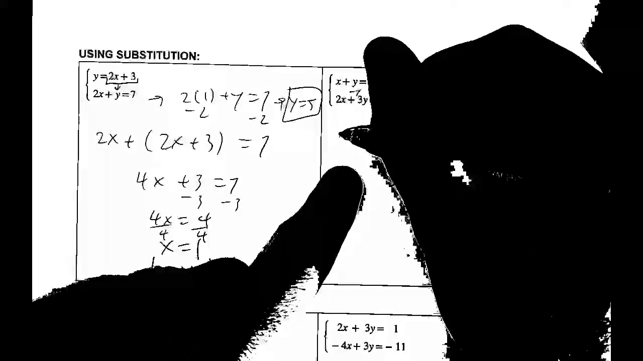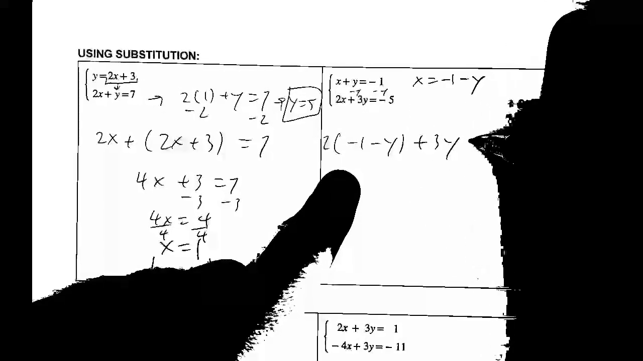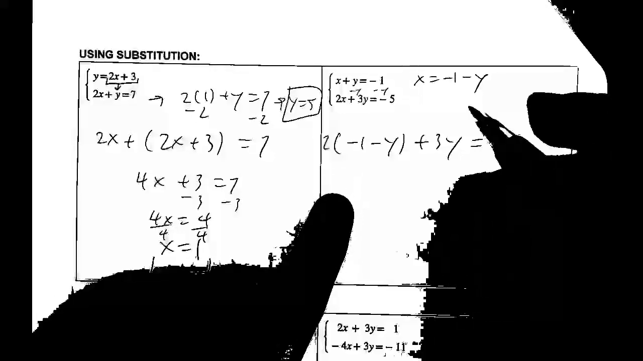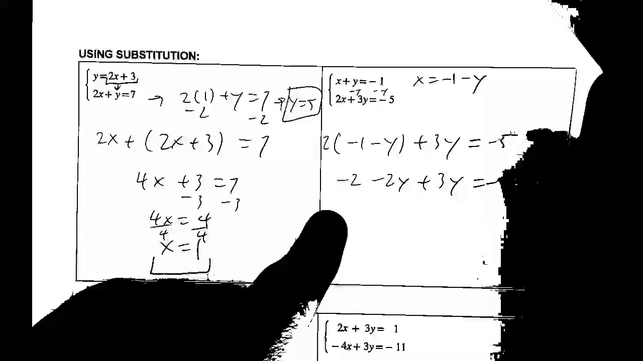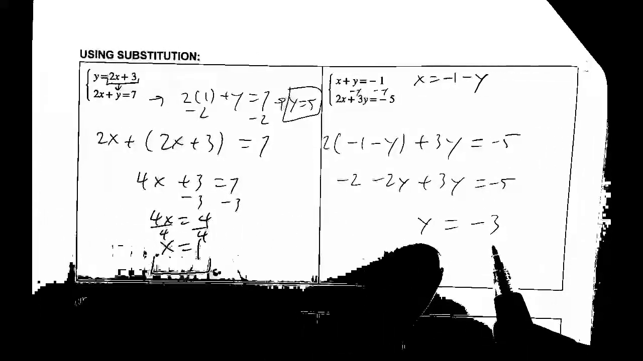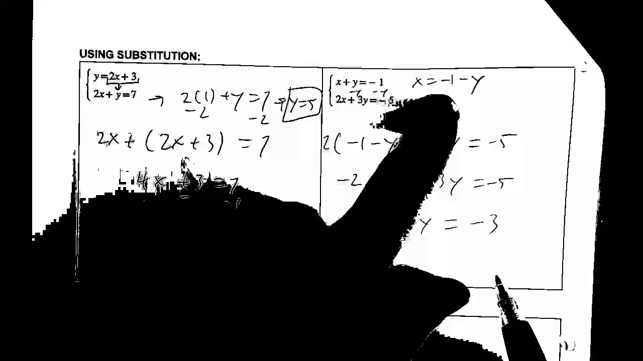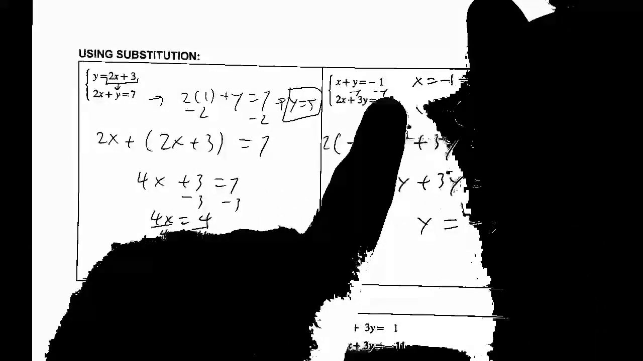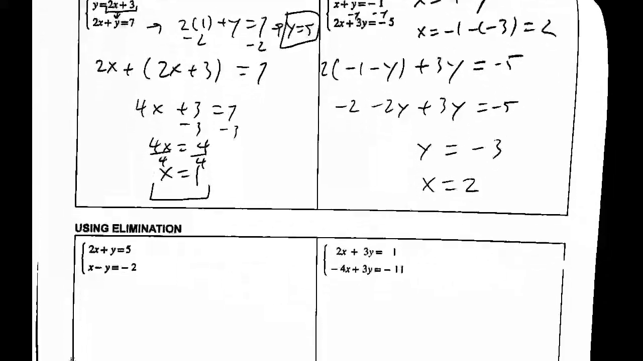And so we have 2(-1 - y) + 3y = -5. And we're just going to simplify this. -2 - 2y + 3y = -5. That means y = -3. You take that -3, plug it back in. If y = -3, then x must equal 2, right? Because that means x = -1 - (-3), and that is 2. So x equals 2. So you should always have at the end an x and a y, a coordinate, okay?